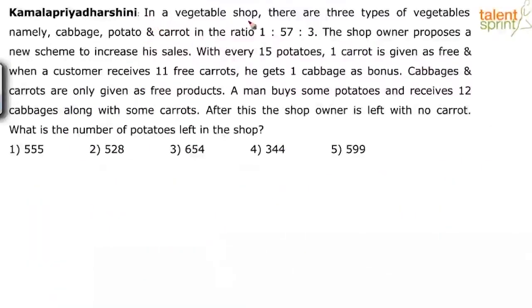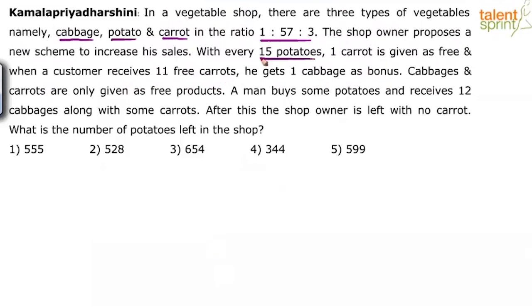In a vegetable shop, there are 3 different types of vegetables, namely cabbage, potato and carrot, in the ratio 1:57:3. The shop owner proposes a new scheme to increase his sales, which says that with every 15 potatoes, 1 carrot is given as free. And when a customer receives 11 free carrots, he gets 1 cabbage as bonus.